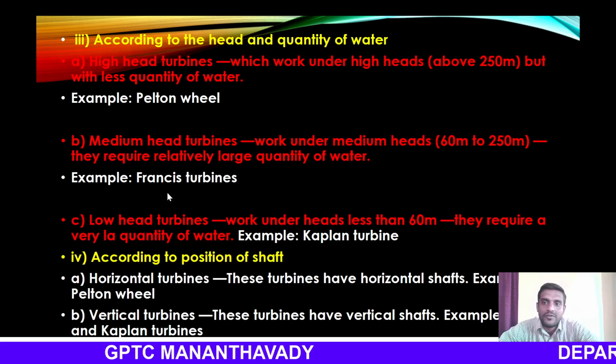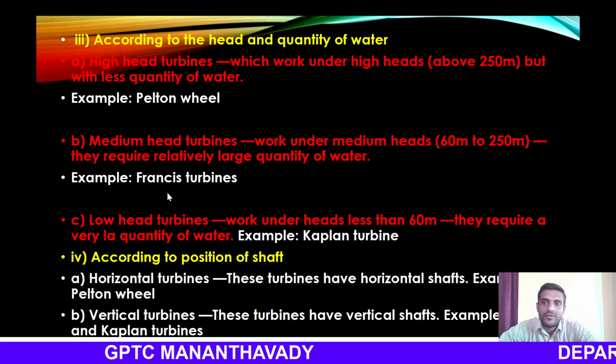An example of a high head turbine is the Pelton wheel turbine. The second one is the medium head turbine, which works under medium head. Medium head normally ranges between 60 meters and 250 meters, but they require a relatively large quantity of water as compared to high head turbines.